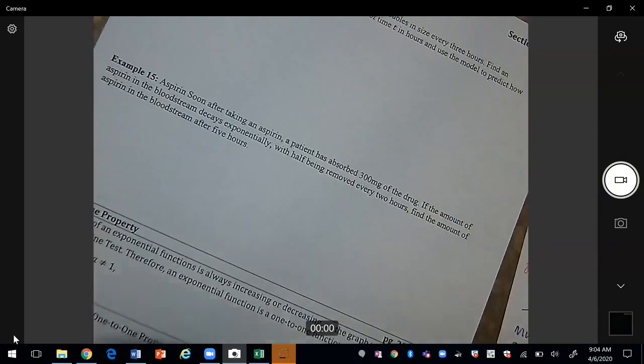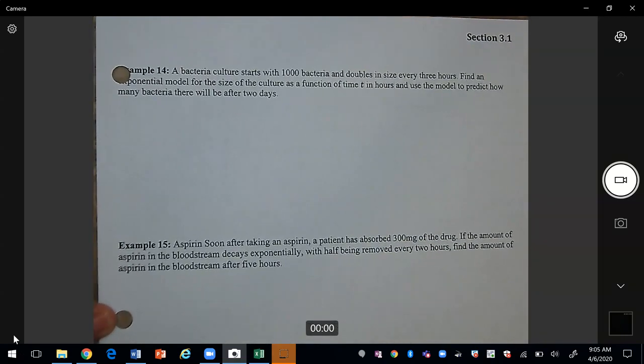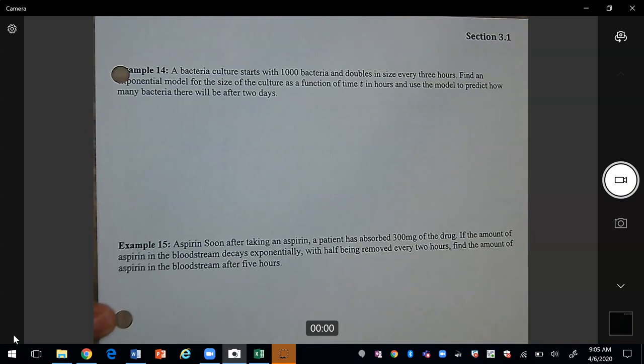So now we can see how we can model data in real world situations. The first example is on bacteria. It says a bacterial culture starts with 1,000 bacteria and doubles in size every 3 hours. Find the exponential model for the size of the culture as a function of time t in hours, and use the model to predict how many bacteria there will be after 2 days.